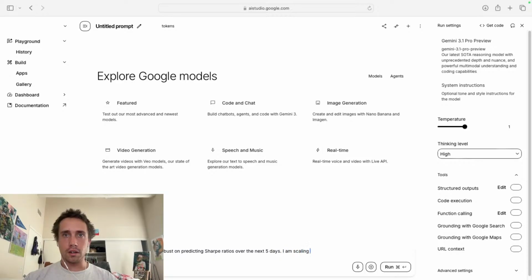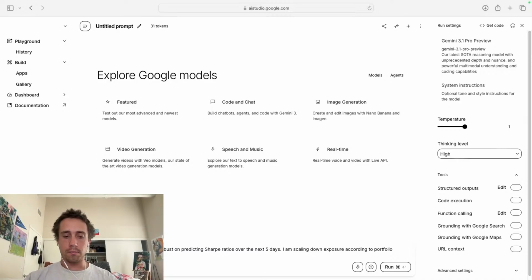I am scaling down exposure according to portfolio volatility, the rolling IC of the model, and drawdown of the portfolio. These work well at producing the pasted results for a long short strategy.